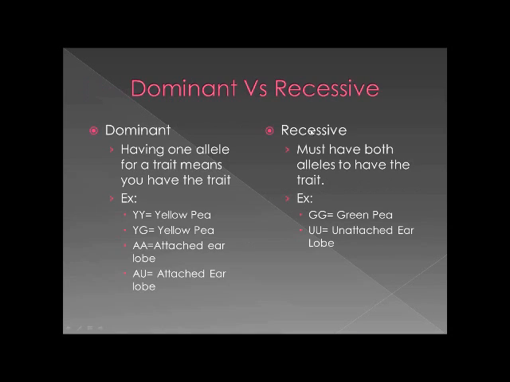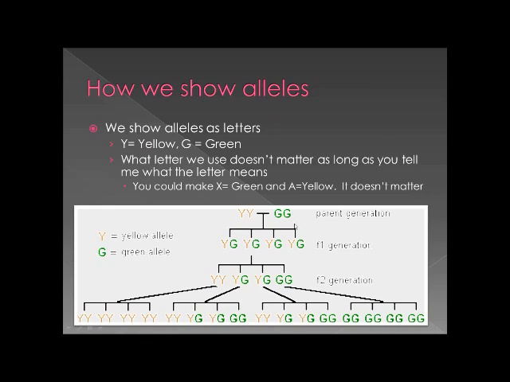Now, there's another key term here called recessive, and that means you have to have both alleles in order to have the trait. What that means is this. In order for a pea to be green, it has to have both big G's. Period. It's that simple. If it doesn't have both G's as its alleles, or both the green allele, it's not going to be green. It's going to be yellow. So this is what this means.